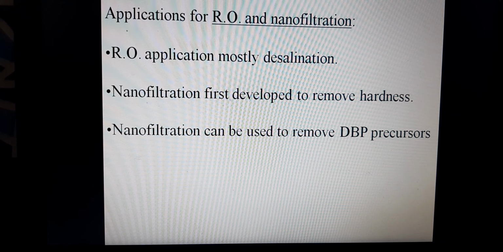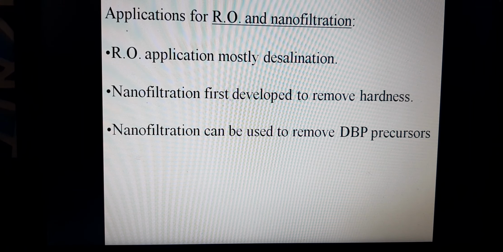If you see the application of reverse osmosis and nanofiltration, reverse osmosis is mostly used for desalination. Nowadays, saline water is converted into desalinated water for drinking purposes as well as for industrial purposes. So RO is mostly used for desalination, meaning oceanic water is converted into fresh water.